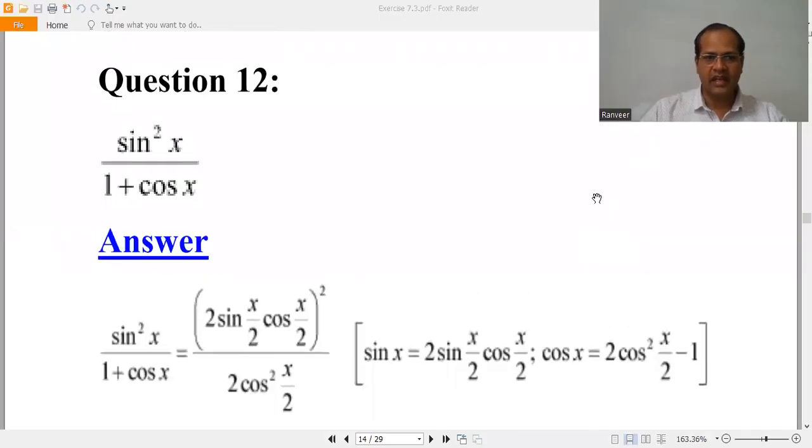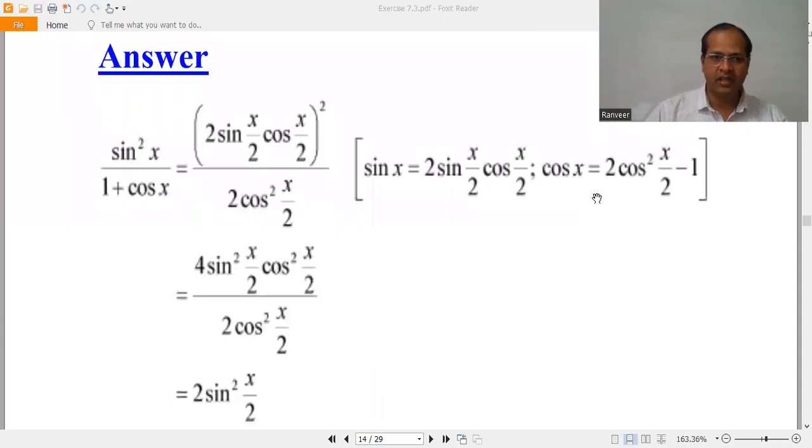Question number 12, sin square x by 1 plus cos x. First of all, we have to convert it into the proper format. For that, we have to apply the formula for sin square x. Now in this, sin x is 2 sin x by 2 cos x by 2, and cos x is 2 cos square x by 2 minus 1. So we can write this for the one value, and this is the square. 1 plus cos x is 2 cos square x by 2. Now all the terms are 4 sin square x by 2 cos square x by 2. So this will cut here and cos square will cut. So the final value is 2 sin square x by 2.